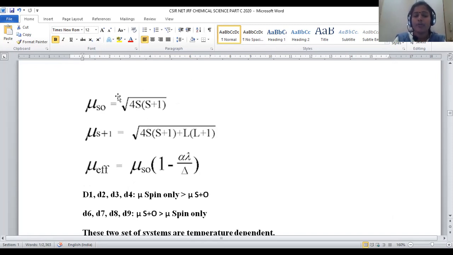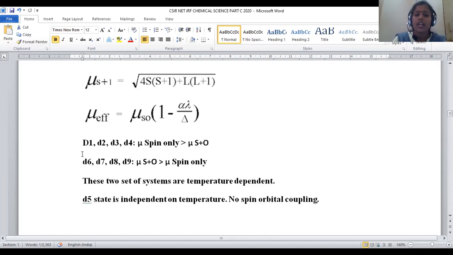3 formulas for the prediction of magnetic moment. One is spin-only magnetic moment. Second is spin-orbit coupling magnetic moment. Third is mu effective. This is applicable to the huge molecules with distortion, right? It is the exceptional one, right? Spin-only magnetic moment, spin-orbit coupling magnetic moment, mu effective magnetic moment. These many magnetic moment predictions are possible for a given molecule.